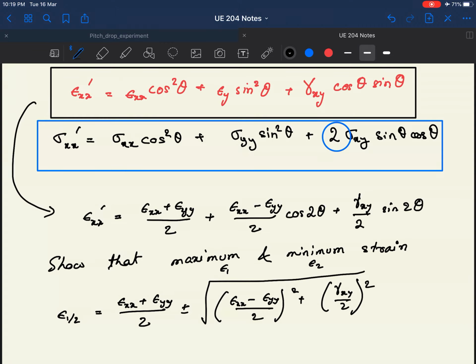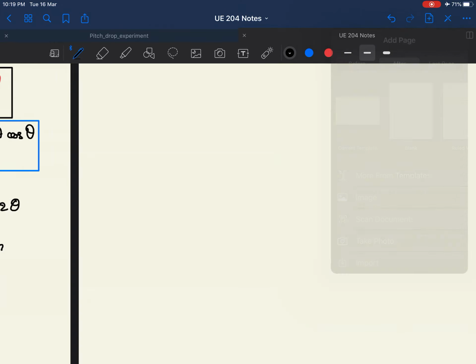Okay. So this is the formulation of the principal strains. There are two principal strains in the two-dimensional case, and just like before, there is no shear strain associated with a situation where there's only the principal strains. Right. Okay.